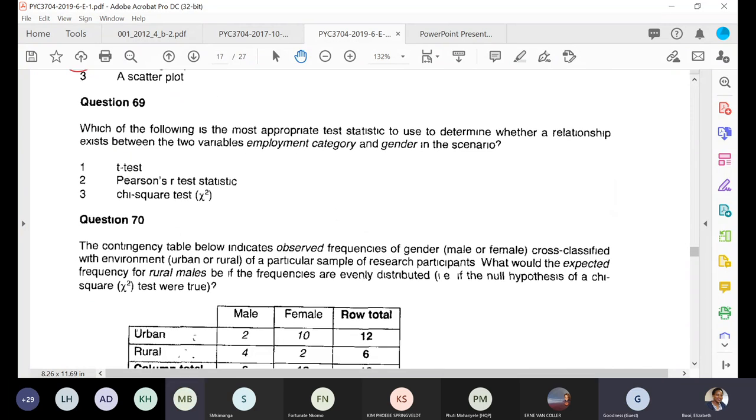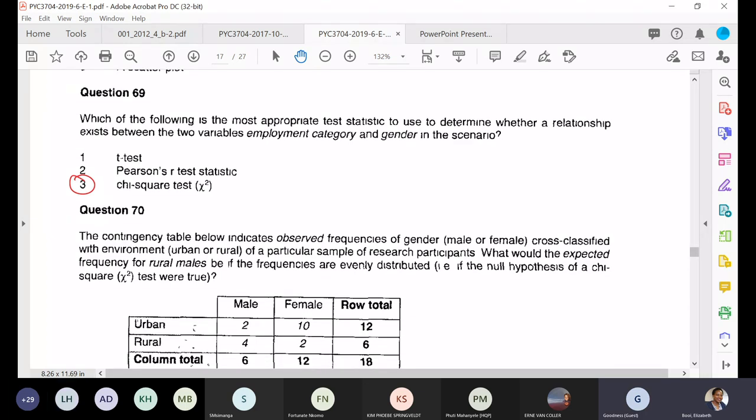Which of the following is the appropriate test? The relationship exists between two. Number three. It's a chi-squared. You're getting clever. So it means when you're writing your test, you must start bottom up, because it seems like the ones at the bottom are easy.